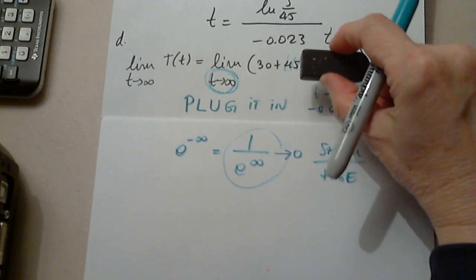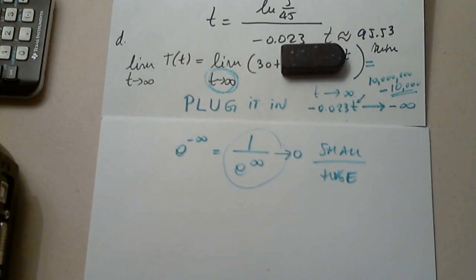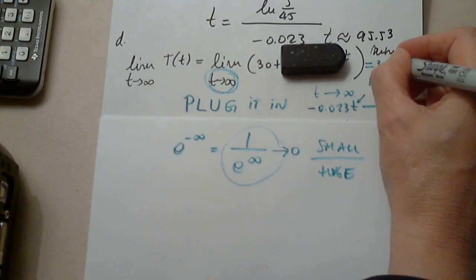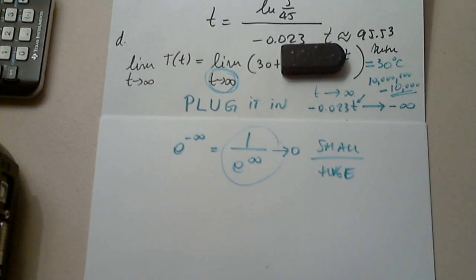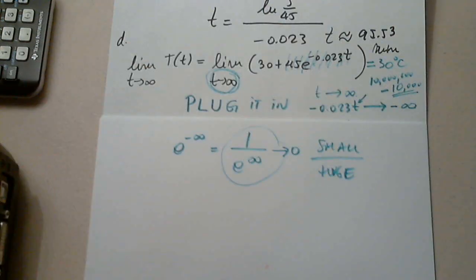0? So what is the limit? No, 30. That's it. 30. Because that's the ambient temperature. It cannot be lower than what the ambient temperature is. So if it's 30, that's what it is. That's it.